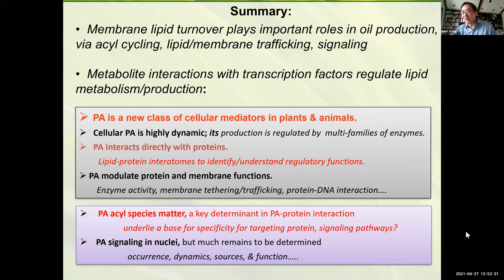In the signaling area, location is everything in terms of regulating cellular processes. And also for PA, as I touched upon, the molecular species actually matter. That may be a key determinant in terms of PA interacting with specific proteins and processes, because there are many PA molecular species. A new area opening up is PA signaling in nuclei. I think this is very exciting.